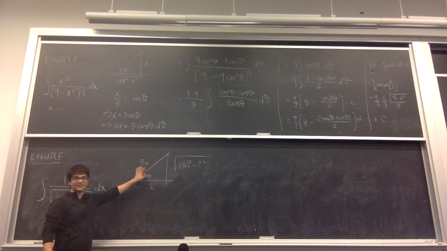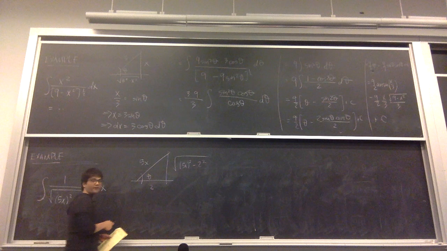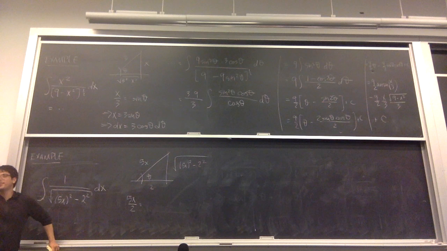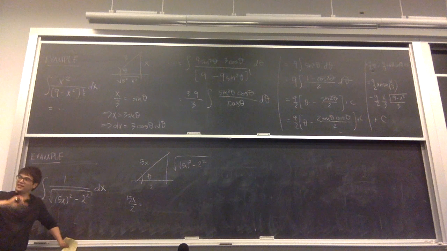Okay, so here's the strategy. Again, we want to do a replacement, this time actually we want to replace 5x. So we know that 5x over 2 is what? Be careful. This is hypotenuse over adjacent. Secant. Cos is adjacent over hypotenuse. The reciprocal of that is secant.